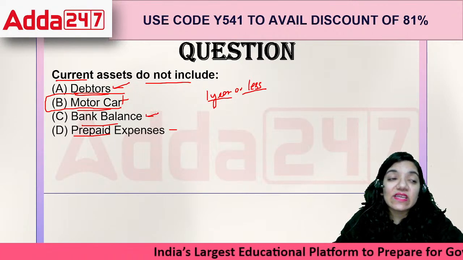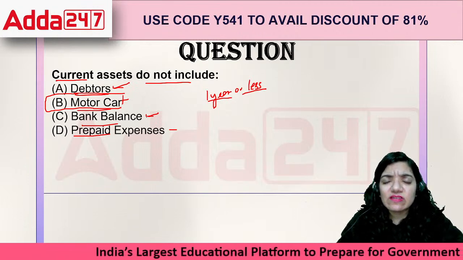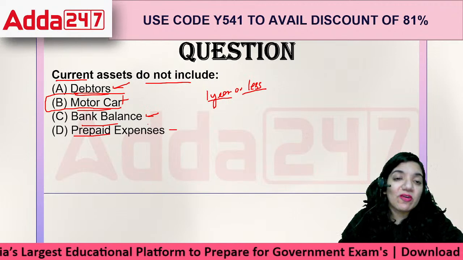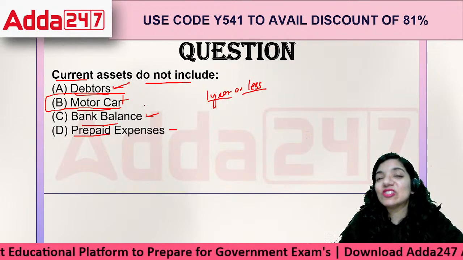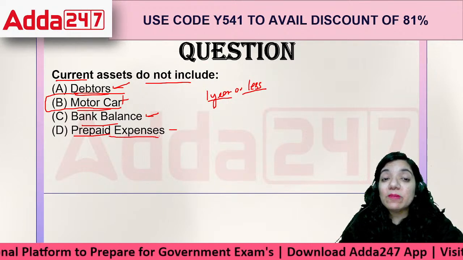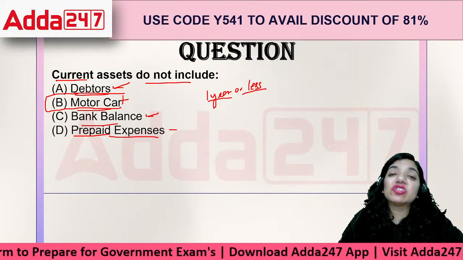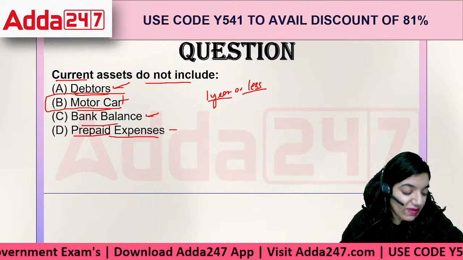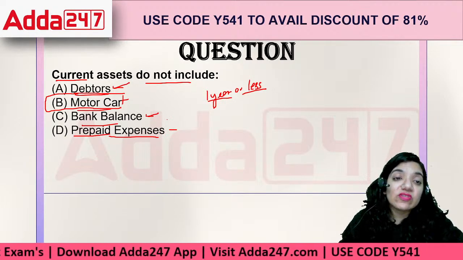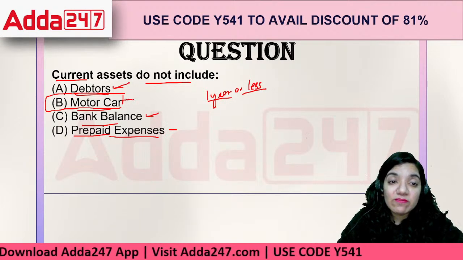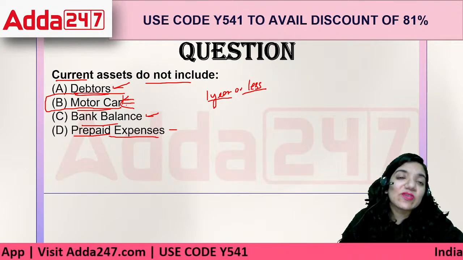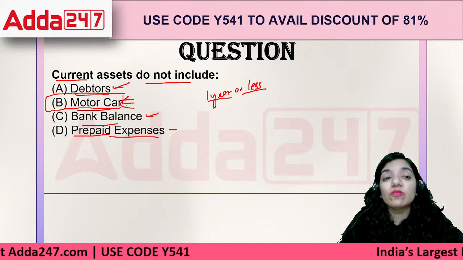Bank balance changes every single day, so if you're using Paytm and BHIM UPI or any of those, then your bank balance is changing every single day. Then prepaid expenses are those expenses which are paid before time, but you'll not pay for the next 2 3 years altogether. So it's maximum a year, right? So then the correct answer would be motor car, which is used for more than maybe around 10 years, right? So current assets do not include motor car.